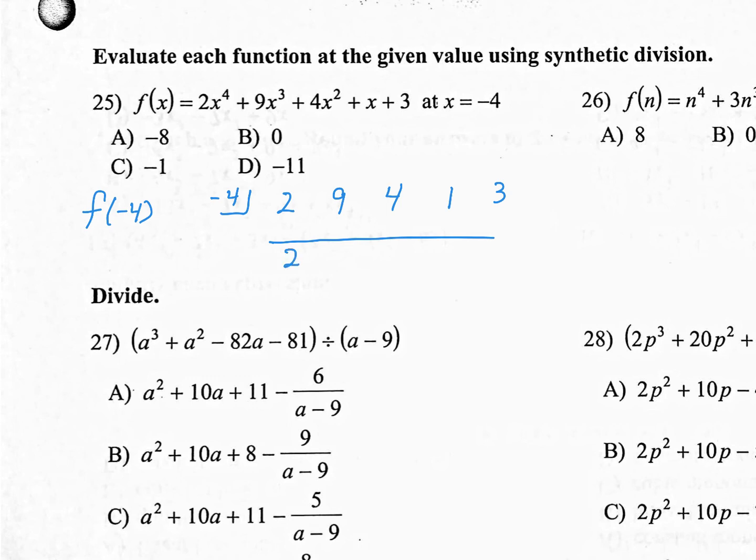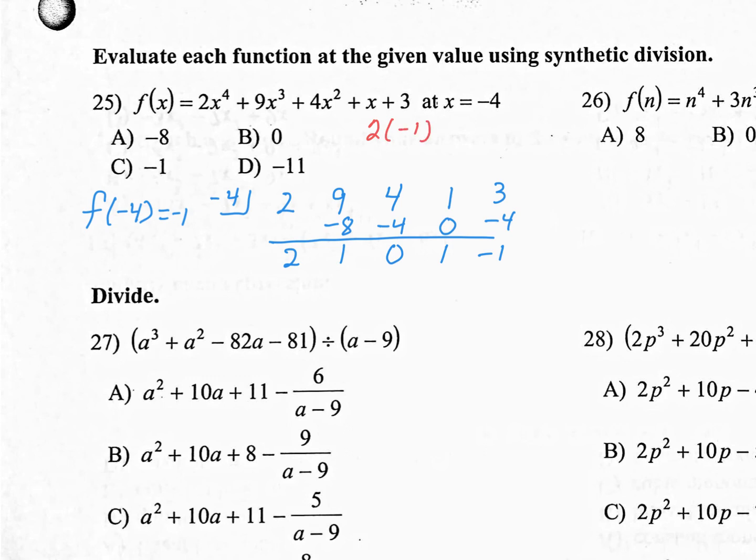Negative 4 times 2. You multiply negative 4 times 2, which is negative 8. 9 plus negative 8 is 1. Negative 4 times 1 is negative 4. 4 minus 4 is 0. Negative 4 times 0 is 0. 1 plus 0 is 1. Negative 4 times 1 is negative 4. 3 plus negative 4 is negative 1. So what is f of negative 4? It's negative 1.